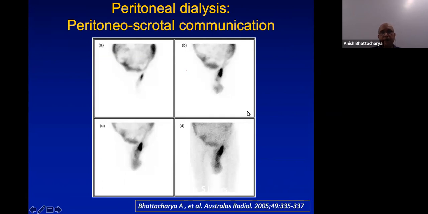Patients on peritoneal dialysis sometimes have this problem. There is a peritoneo-scrotal communication because of an open processus vaginalis. When you're giving the dialysis fluid, there is excessive collection of tracer. So it's a very simple investigation.